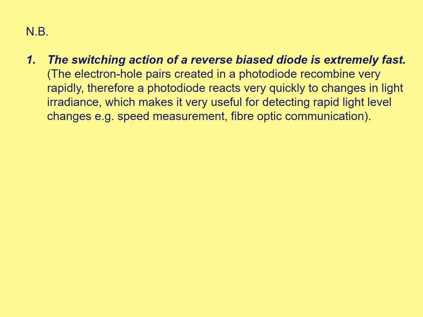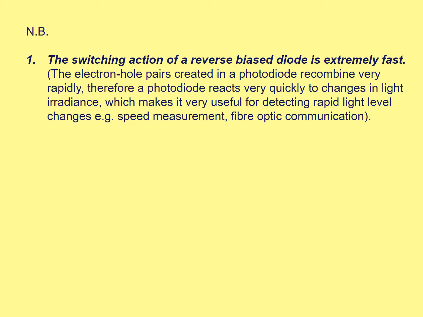So we need to take note here. The switching action on a reverse bias diode is really, really fast. So that means that the electron hole pairs created in the photodiode recombine very rapidly. Light goes onto the photodiode, electron hole pairs are generated. If there isn't light there, then those electron hole pairs will recombine.